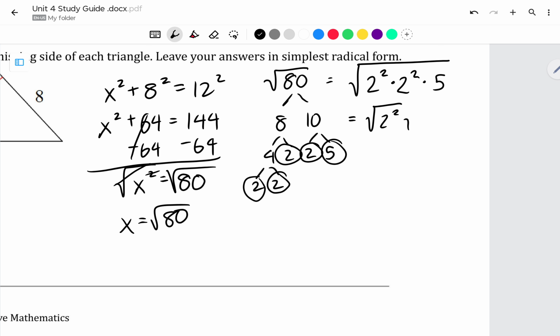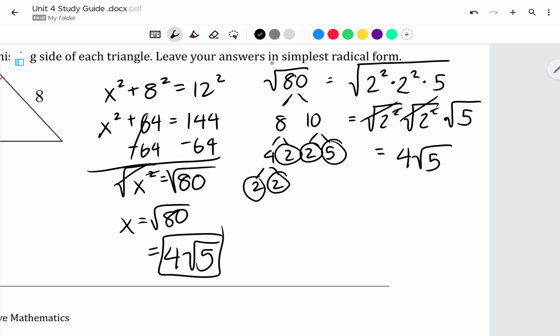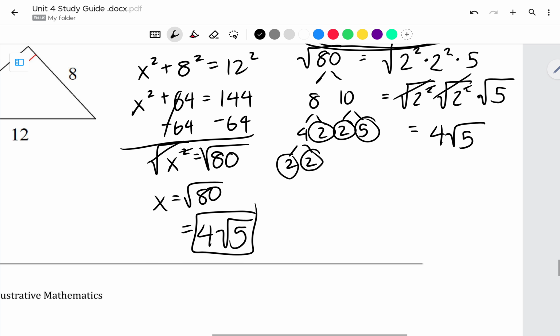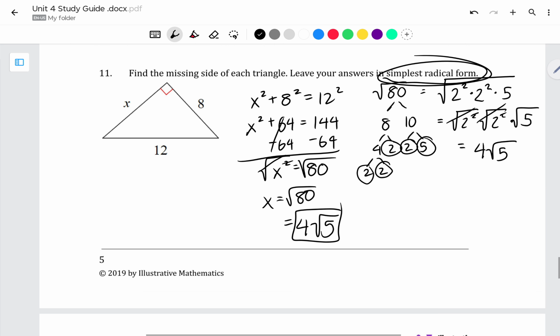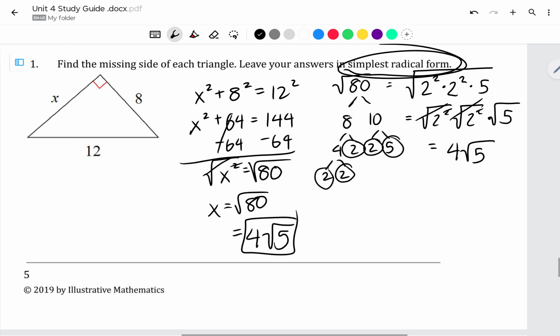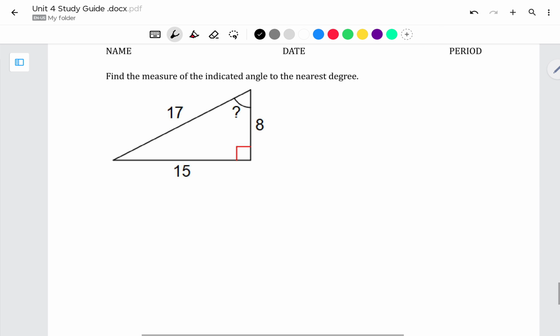Remember, when I'm multiplying a bunch of square numbers under the same square root, you could break them up into their own square roots. And why did we pair them up? So that we could cancel these out. So 2 times 2, that's 4 square root 5. So what's the simplest radical form? 4 square root 5. This was on your quiz, right? You should know how to do this by now.